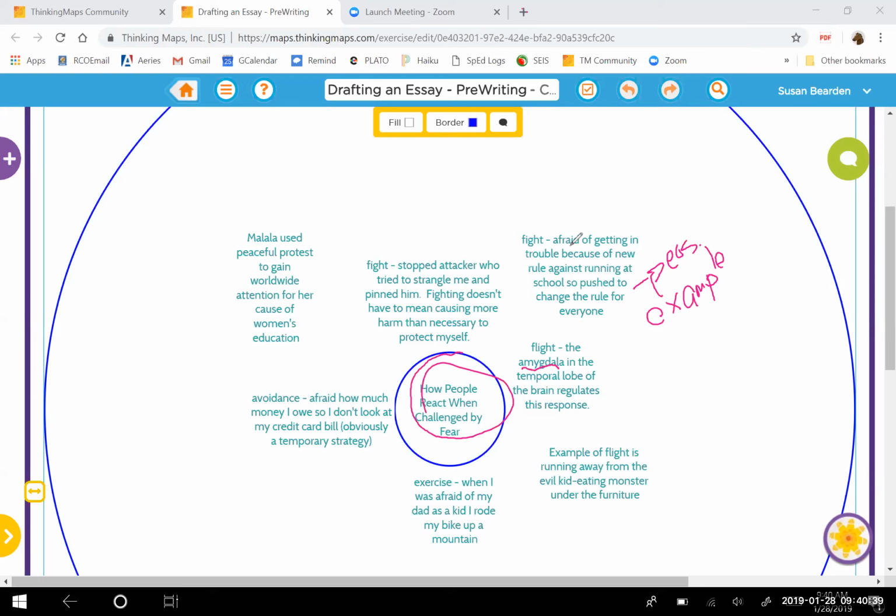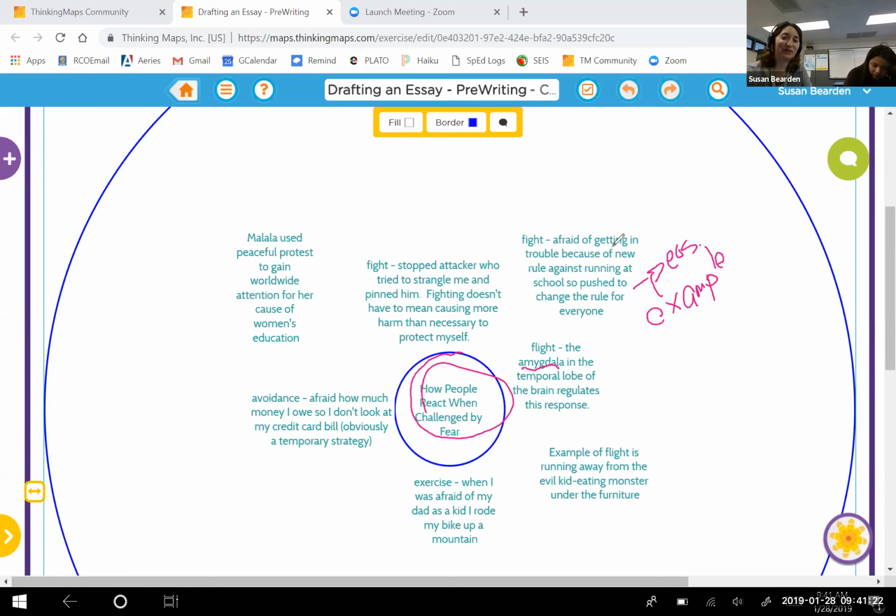And then over here you can see I've got another one labeled example of flight: running away from the evil kid-eating monster under the furniture. I was thinking about running away from things that scare me, and I remembered how when I was a little kid, I used to jump off every piece of furniture because I was convinced that there was an evil clown under the furniture that was going to pull me under and tear me to pieces. Drove my poor mom crazy because I was always jumping onto and off of the furniture. But this is an example of our instinct to run away when we're afraid, right? So I would try to avoid it by running away. So I'm giving another personal example here of flight.